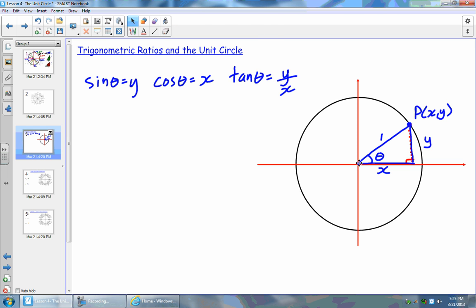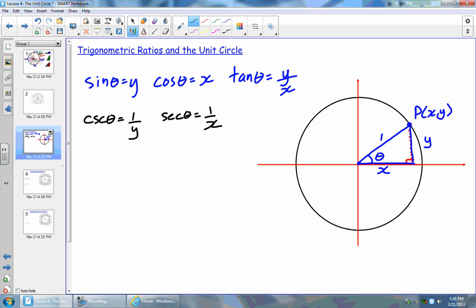All right, so let's go ahead and define the reciprocal trig ratios now. So the reciprocal of a sine ratio is cosecant of theta. And to take the reciprocal of any type of number or variable, you just simply flip it. So this is 1 over y. All right, so we keep going here. The reciprocal of cosine theta is secant theta, and the reciprocal of x is going to be 1 over x.